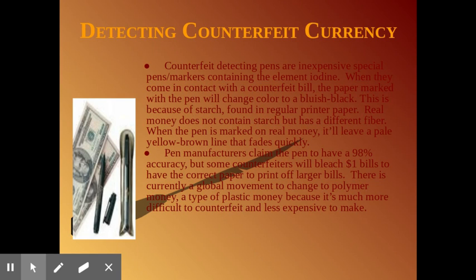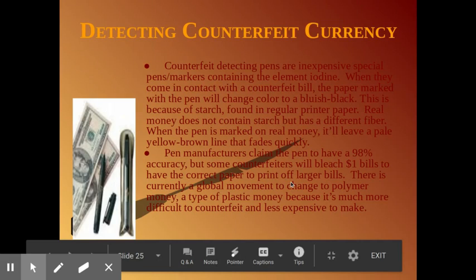So there's pens now. If you ever give somebody a bill, they usually check 20s, but definitely if you give somebody a 50 or 100 at the grocery store or somewhere, they're going to pull out this pen and mark it. And that is an iodine pen. What happens is if the bill is printed on paper, then the iodine is going to react with the starch in the paper and you're going to get this bluish black color. But since money's not printed on paper, it will not do that. It's a different fiber. So you get this pale yellow-brown line that just fades away real fast.